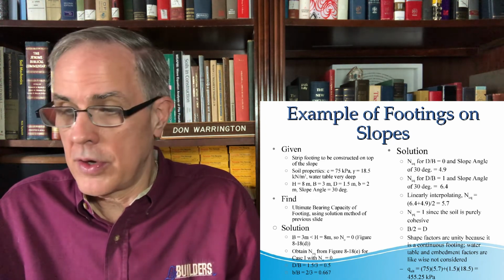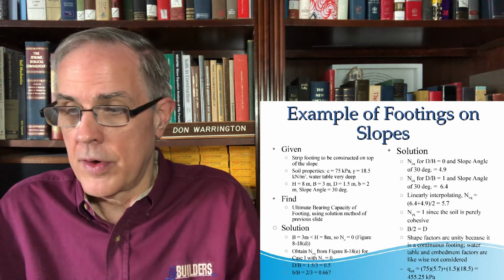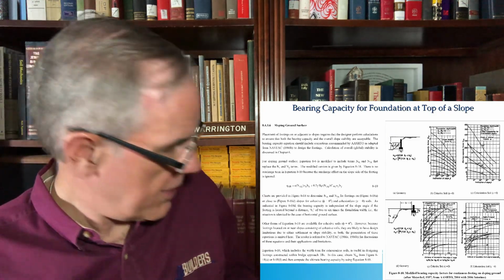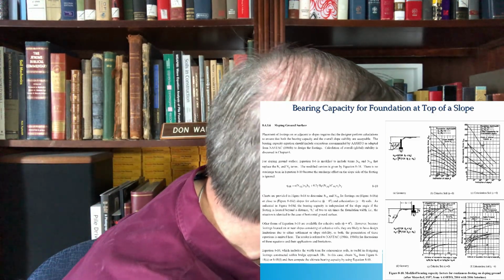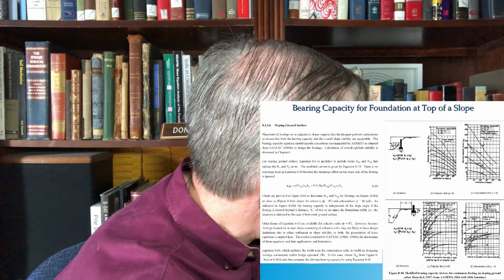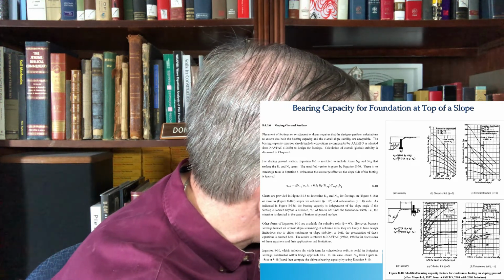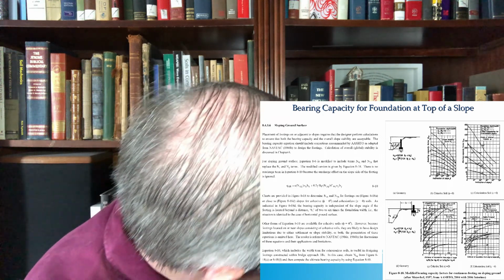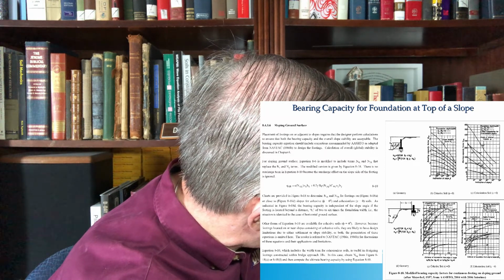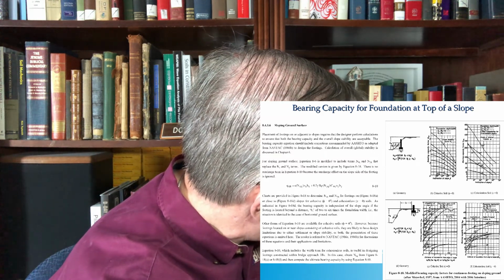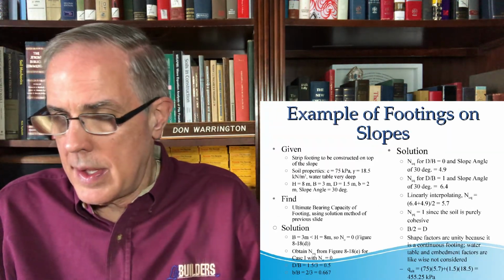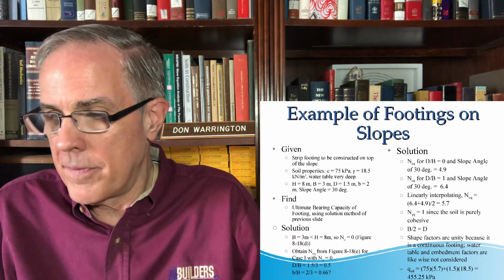The solution: N sub CQ, if D over B is equal to 0, at a slope angle of 30 degrees. And you'll notice that these have different slope angles associated with them, and you need to read what they are. The broken lines are for D over B equal to 1, and the solid lines are D over B equal to 0. And you'll notice the stability factor, this is N naught equal to 0. So you got all those. And NCQ for D over B equal to 1 and the slope of 30 is 6.4.